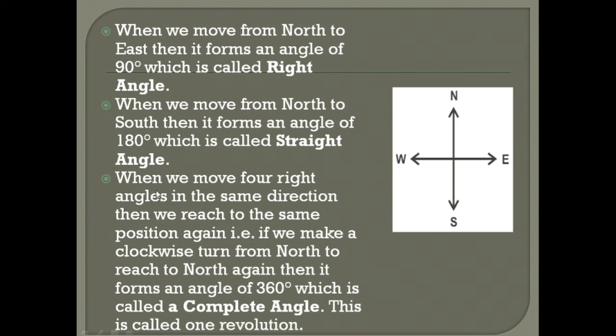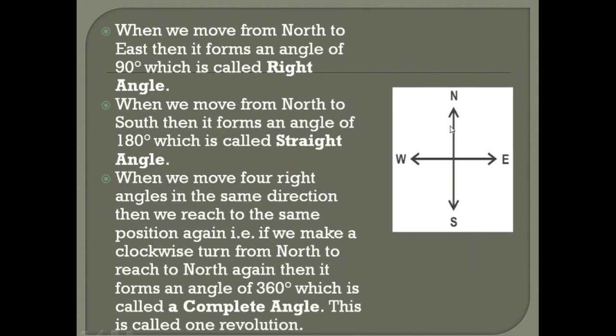When we move four right angles in the same direction, we reach the same position again. That is, if we make a clockwise turn from north and reach north again, it forms an angle of 360 degrees, which is called a complete angle. This is called one revolution. So if we move four directional angles in the same direction and reach the same position again, it will make a complete angle and it is known as one revolution.